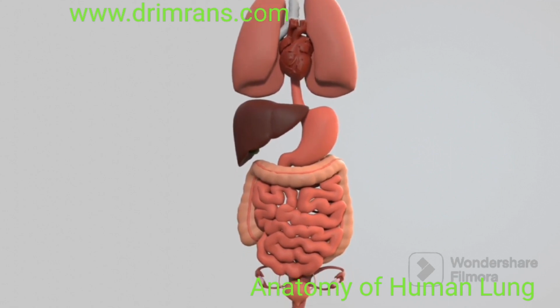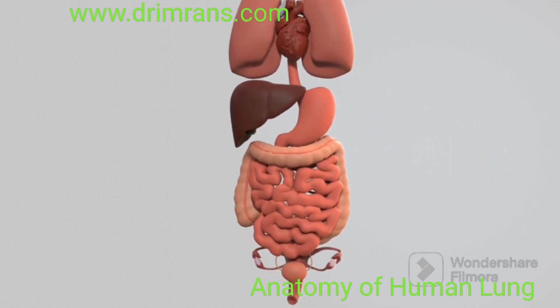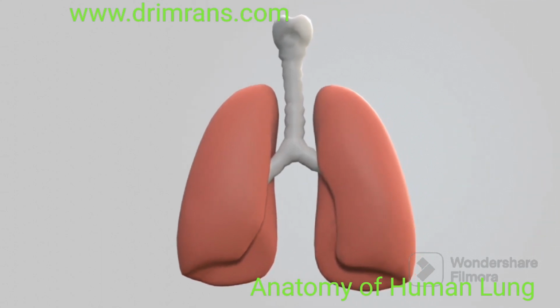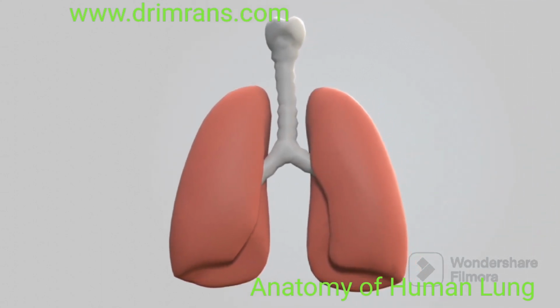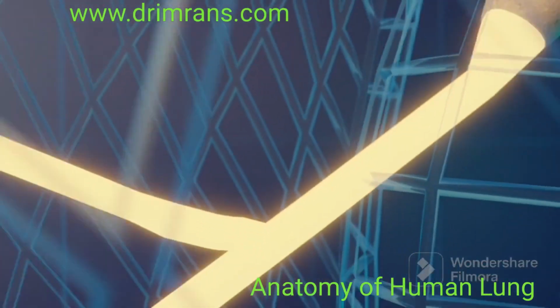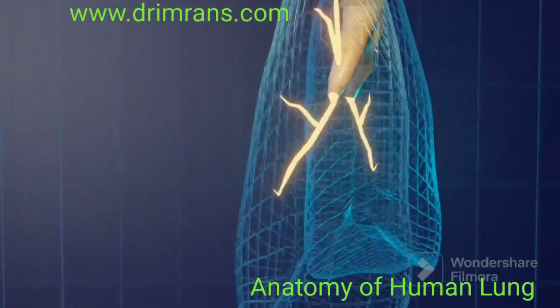Right lung. The right lung is larger than the left lung and is divided into three lobes, the upper, middle, and lower lobes. It is further divided into segments, each served by its own bronchus and blood vessels.